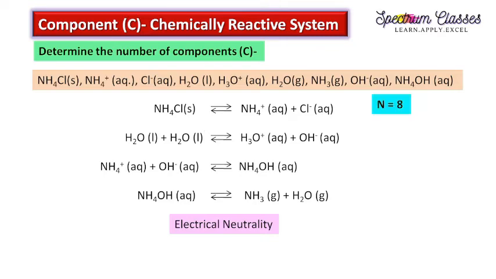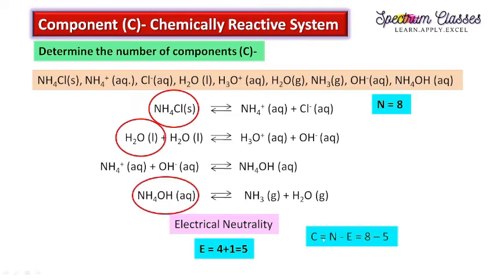Now coming to the number of species. The number of species is 8: 1, 2, 3, 4, 5, 6, 7 and 8. H2O gas and H2O liquid are considered as 1. The number of equilibria is 4, plus 1 for electrical neutrality, so 5. Now putting these values in the formula C equals N minus E, we have 8 minus 5, which is equal to 3. It means it is a 3-component system.